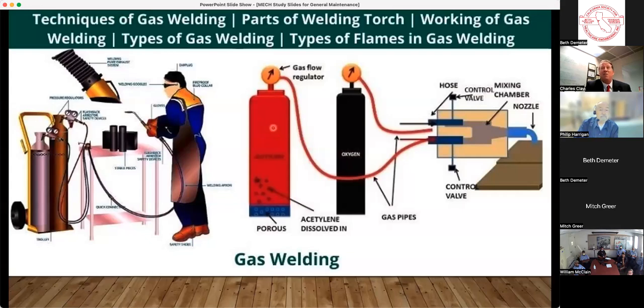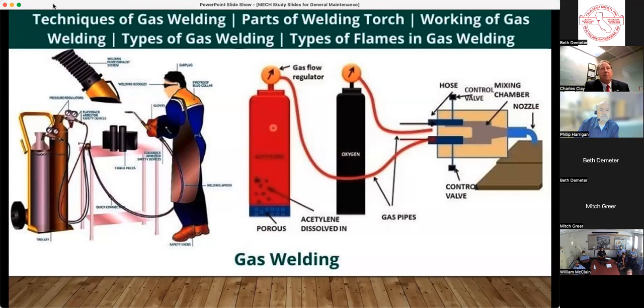And this is one of my favorites. So I started off doing gas and arc welding at 12 years old. That was my 12-year-old birthday. Was an arc welder. But I'll talk about gas welding first. Gas welding techniques and parts of the welding torch and the working of gas welding, the different types of welding, the different types of flame in gas welding.